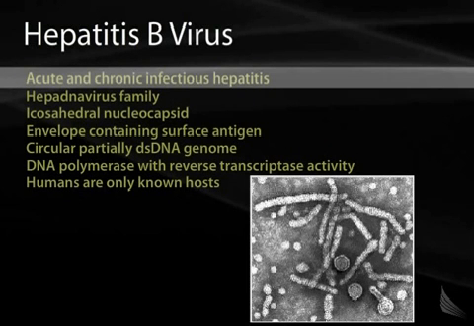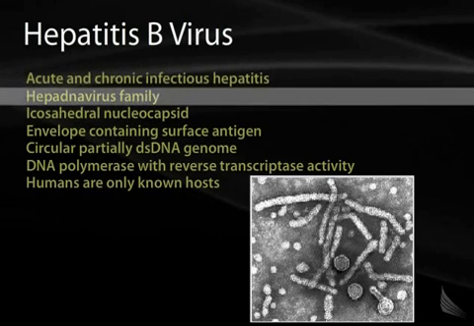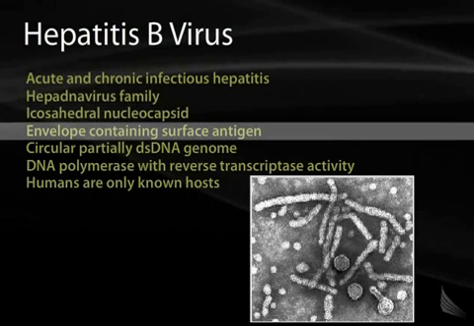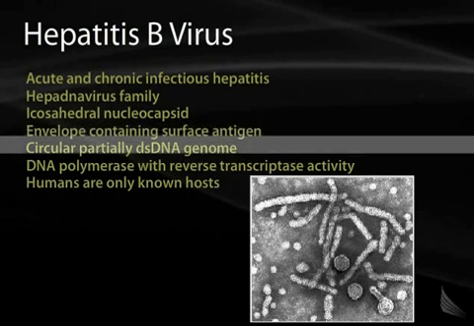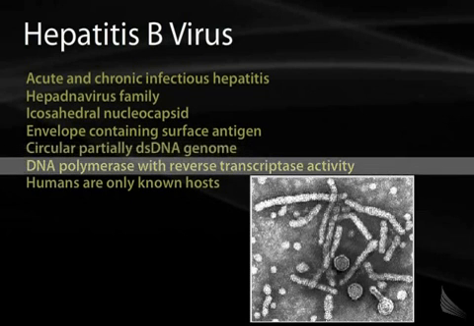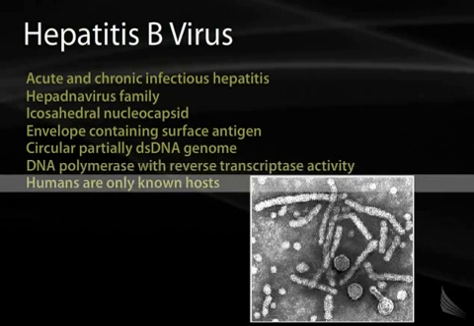Speaking of hepatitis B, it can form acute and chronic infections of hepatitis. It's from the hepadnavirus family. It's an icosahedral nucleocapsid with an envelope containing surface antigen. It has a circular, partially double-stranded DNA genome. It has its own DNA polymerase with its own reverse transcriptase ability, and humans are the only known hosts.